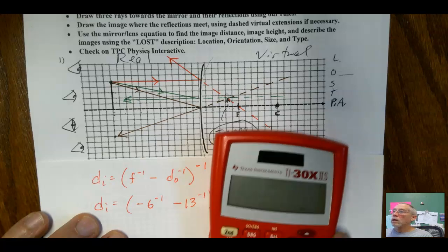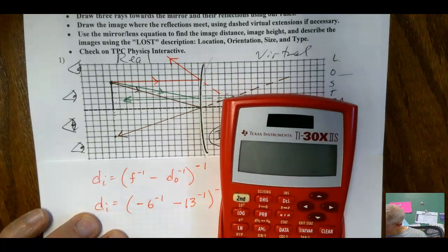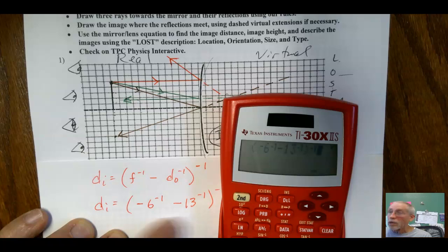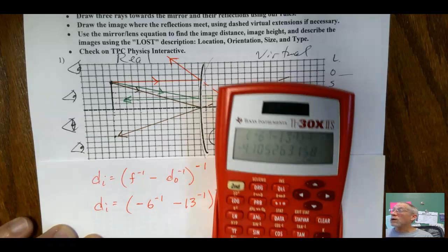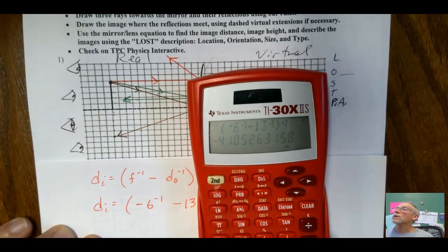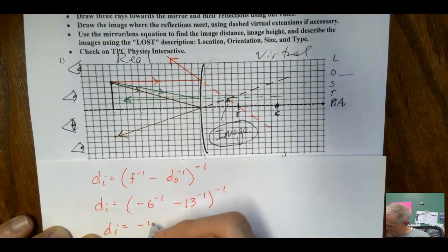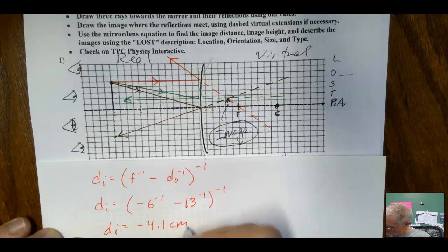and I'm going to punch it in. So this is -6. Actually, I'm going to open a parenthesis. -6, invert, minus 13, invert. Close the parentheses, and then invert. So my screen looks just like my page here. Enter. And if you can't see it there, it says -4.1. What does that tell us?